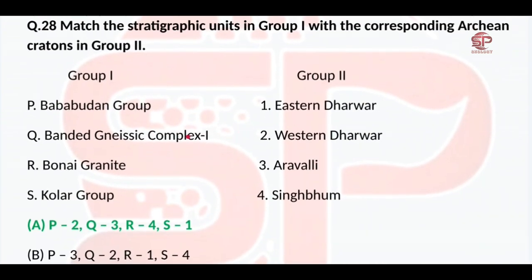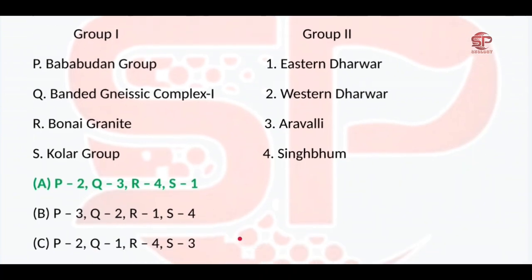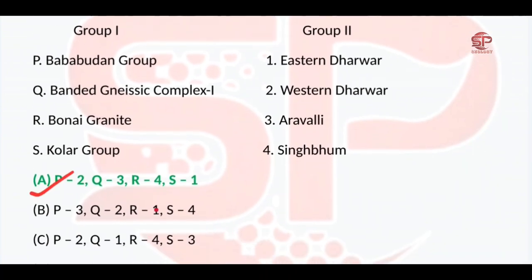When it comes to Bhavavadham group, it will obviously be in Western Dharwar, banded gneissic complex, it is the basement of Aravali, it will be in Aravali. Then Bonai granite, it is the granite from Singhbhum group or Singhbhum craton. Then Kolar group, it is from Eastern Dharwar. It will be A.